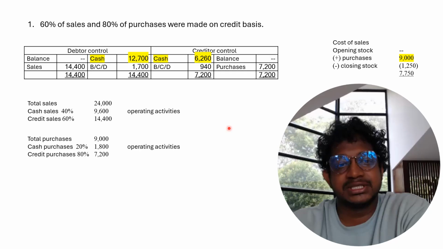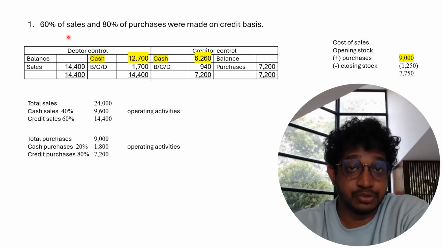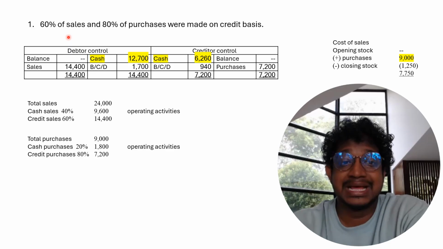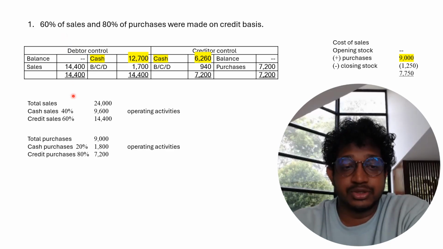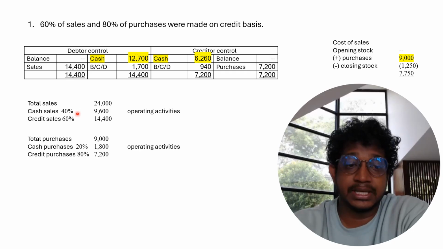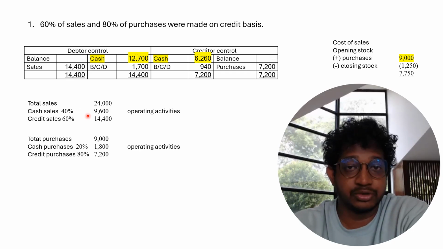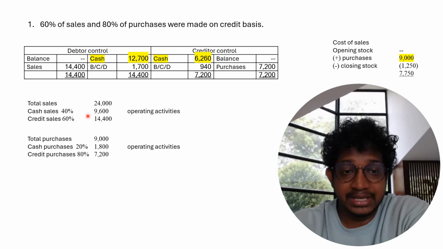First adjustment: given 60% of sales and 80% of purchases were made on credit basis. Which means the remaining portion was made on cash basis, all right? The total sales given in the income statement is 24,000. From that, 40% were done on cash basis, which means 9,600 you have to record in operating activities, and the remaining 60% you made on credit, right?